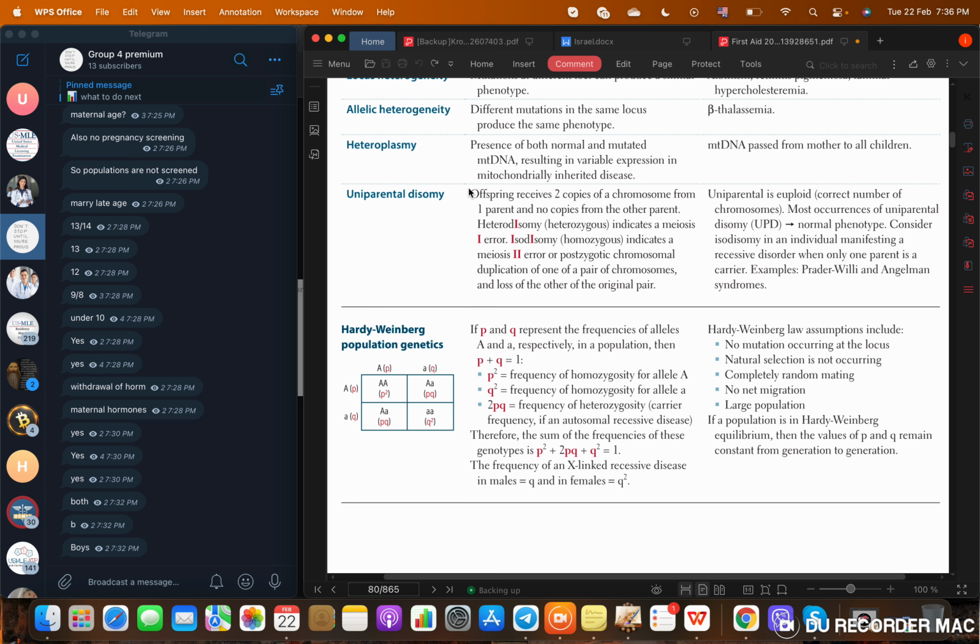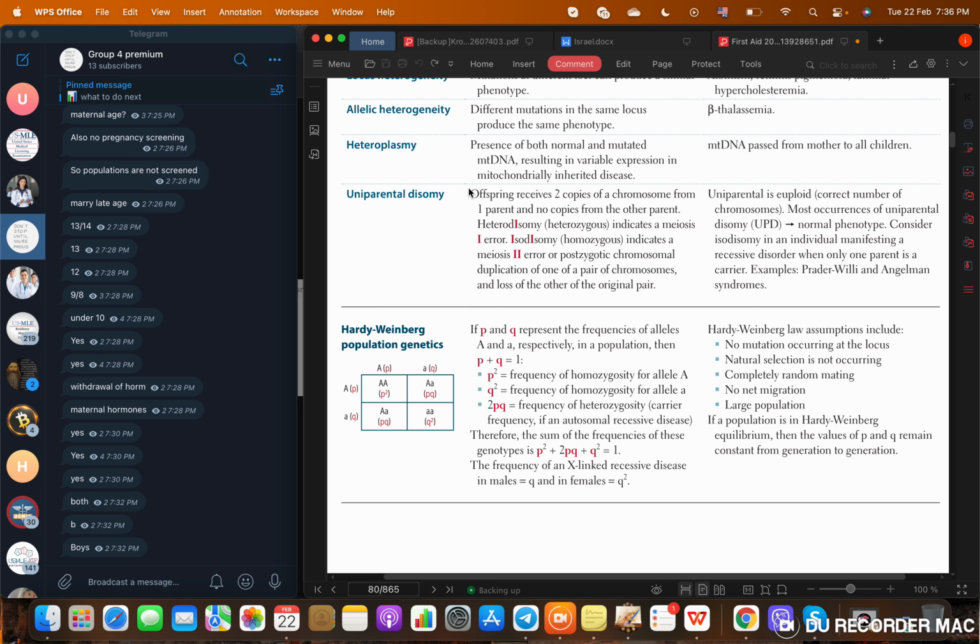Or a post-zygotic chromosomal duplication of one pair of a chromosome and loss of the other one of the original pair. So one parent is going to lose all of his chromosome and he will be useless, and the other parent is going to have a duplicate of the chromosome which he can give to the offspring. Uniparental is euploid. Euploid, which means that he has a correct number of chromosomes, which is like 23, giving it to the child. Most occurrences of uniparental disomy will have normal phenotype.